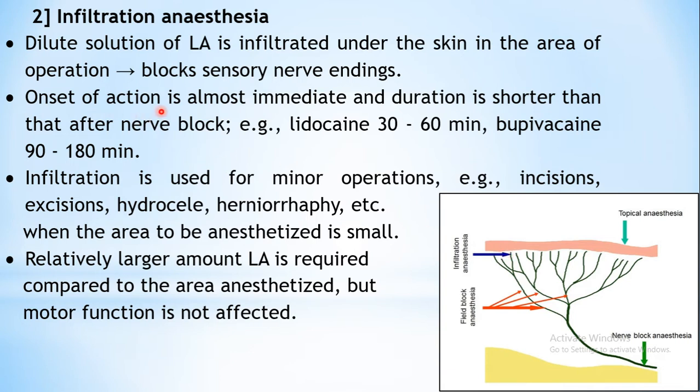Now again, the onset of action is immediate, even faster as compared to topical application or surface anesthesia. Immediately the drug will start producing its action once it is injected, and the duration of action is shorter as compared to the nerve block, which is the next type of technique used. So when you compare infiltration anesthesia with nerve block, the duration of action is a little bit shorter.